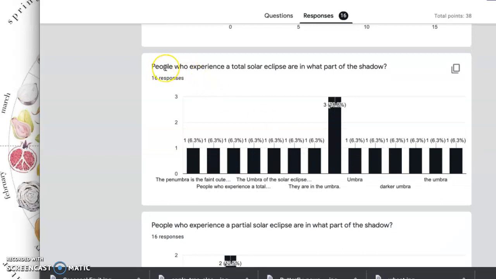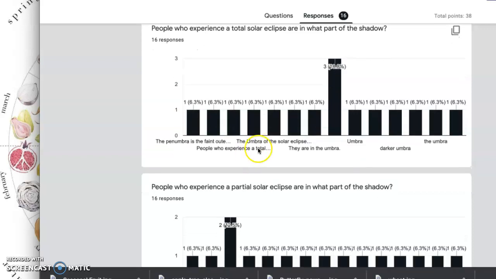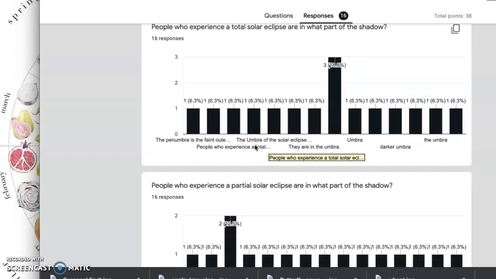So the next part I asked, people who experience a total solar eclipse are in what part of the shadow? Okay, so remember that we said that there are two parts of the shadow, the umbra and the penumbra. And the correct response was the umbra. A lot of you guys did write a complete sentence and it marked it as wrong, but I have gone back and corrected that. So if you put in some part of your response that it is the umbra, I counted it correct.